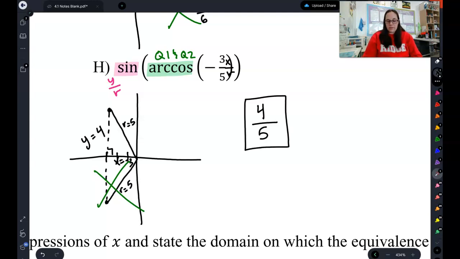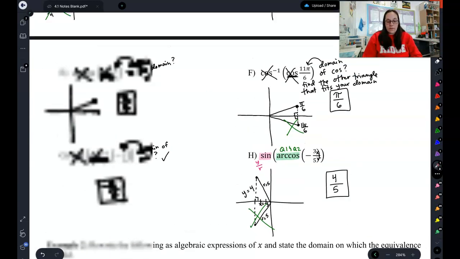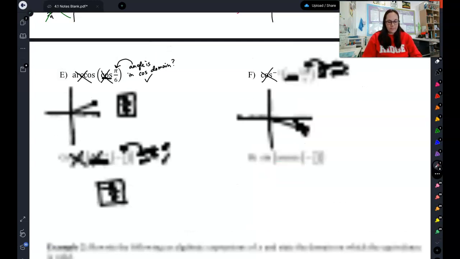And that's my answer. So if the two trig functions don't match, use the inside one to build the triangle and put it in the right quadrant. Use the outside one to answer. So the outside one is our answer. We wanted sine, which is y over r. And that's how you do it if your trig functions don't match each other. Build the triangle and then answer.